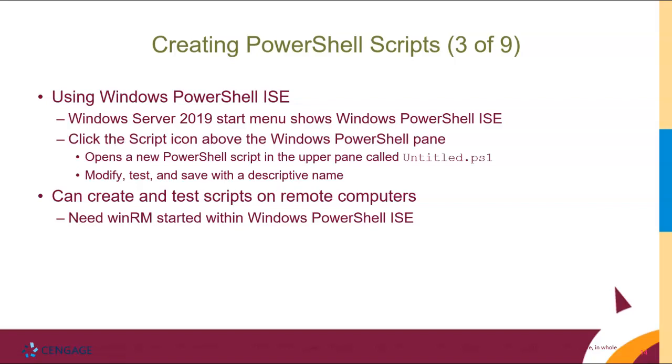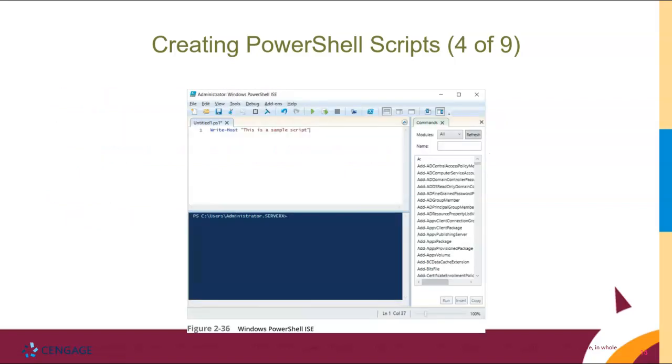And you can create and test scripts on remote computers from here. You do need WinRM started within the Windows PowerShell ISE though. This is kind of what the ISE looks like. You can see here you write your script, and then you have your output in the bottom window, and then on the right, based on what modules you have installed, it gives you all the possible commands that you can run, or you can filter it down by module and search. It's a really nice way to do this.